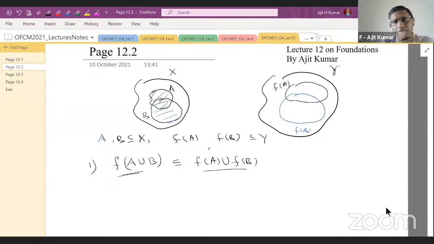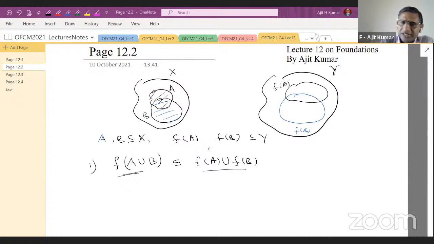Can you just go through what argument you will be doing? Just start proving and see whether you can complete the proof. So what will you do? You will start with an element y in f of A union B. Let y be an element in f of A union B.